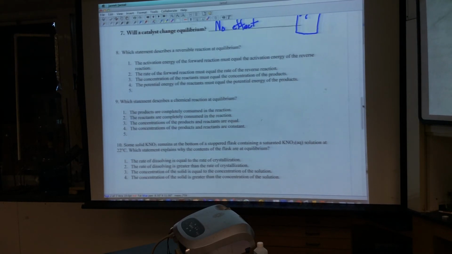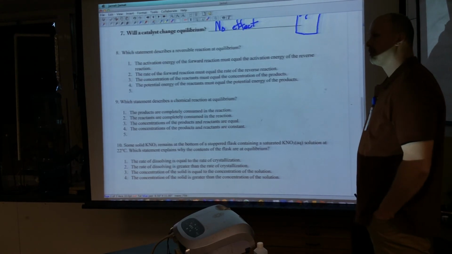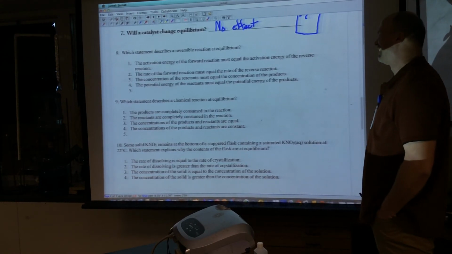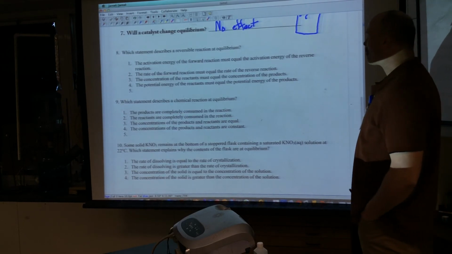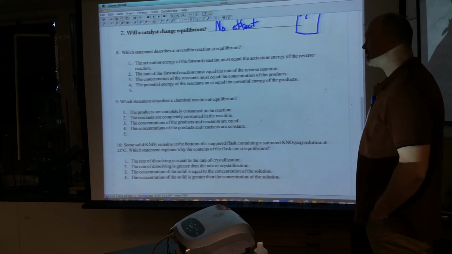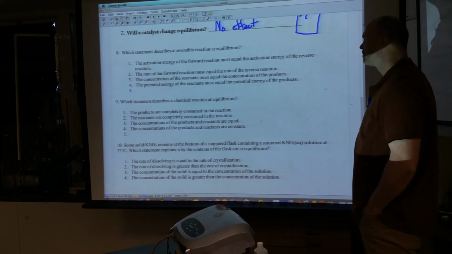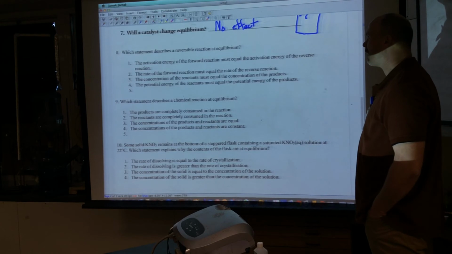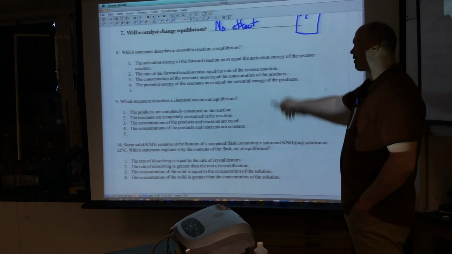Let's do number 8. Which statement describes a reversible reaction in equilibrium? You need the decoder pen for that. The rate of the forward reaction must equal the rate of the reverse reaction. The concentration of the reactants must equal the concentration of the products. Which one describes a reaction equilibrium? 2, the rate of the forward equals the rate of the reverse.